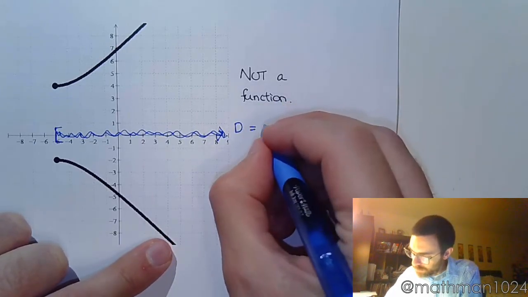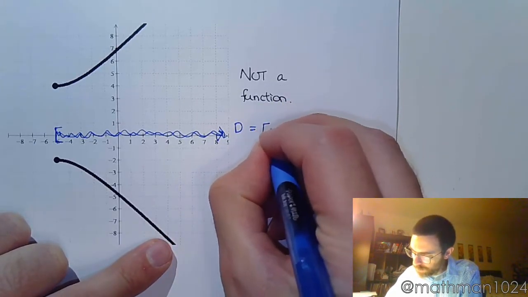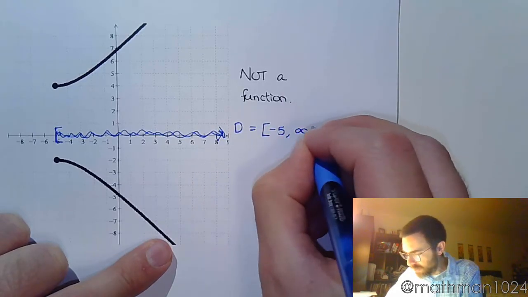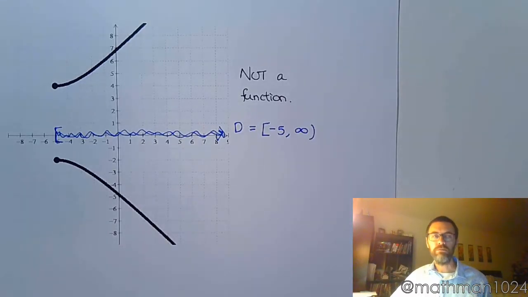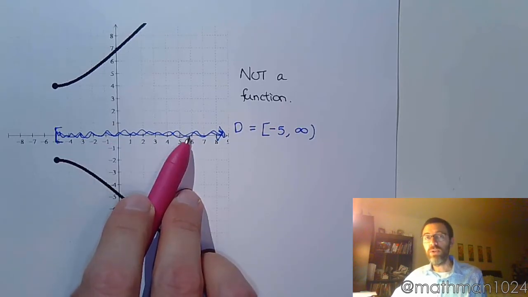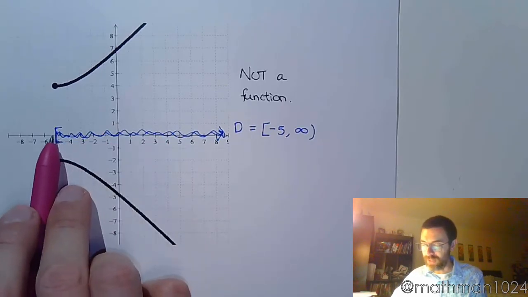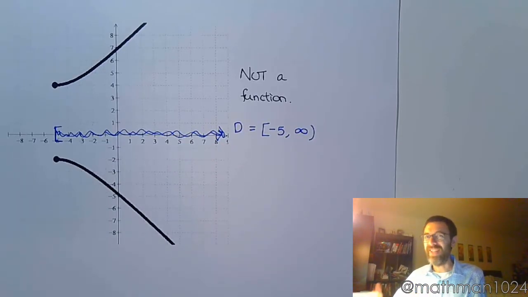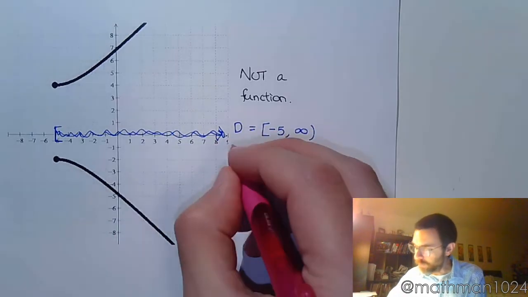So the domain is from bracket -5 to infinity. Okay? And you might say, yeah, but it's there twice. It is there twice, but look at what I colored. I just colored from -5 to infinity, right? We don't need to worry about repeats, right? As long as we are using it and we identify that we're using it, we're going to be fine.